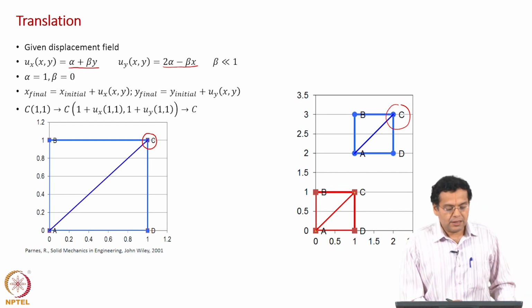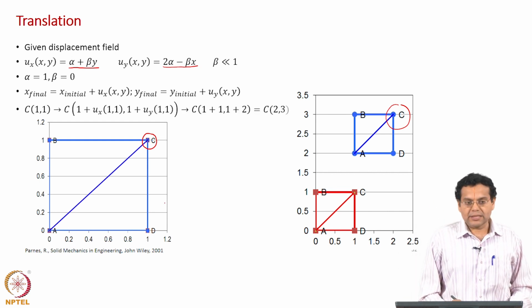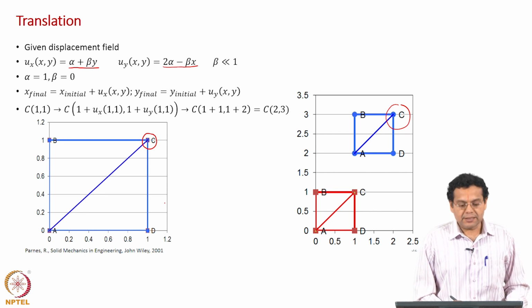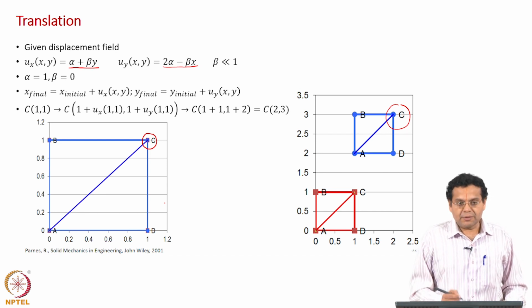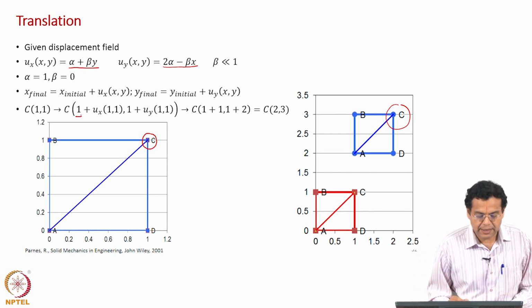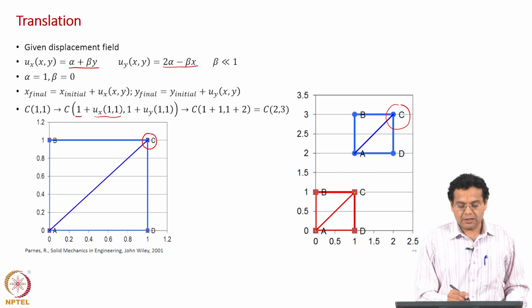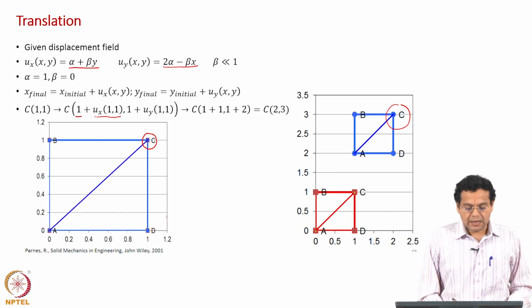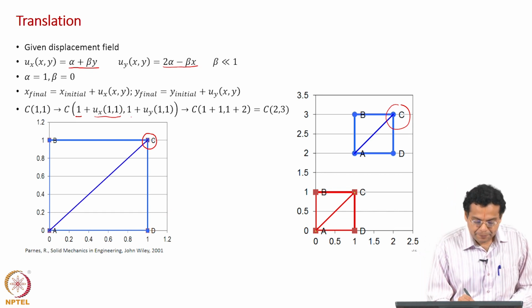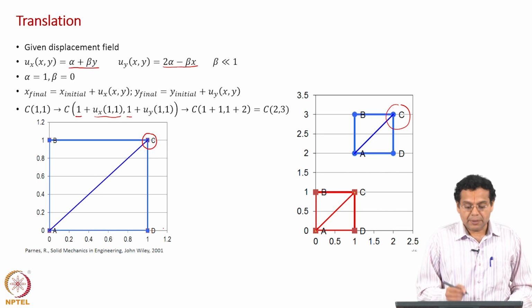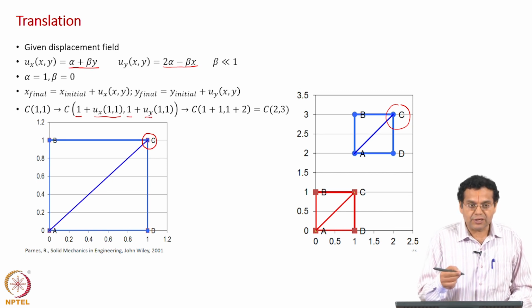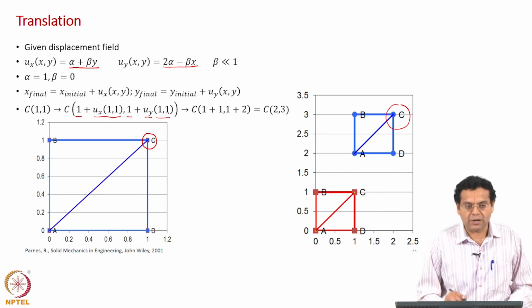What is the coordinate? The initial x coordinate 1 plus the x displacement. The x displacement is a function of x comma y. What are the corresponding x and y here? 1 comma 1, because we are interested in finding the new coordinate for point C. And now, what is the new y coordinate? The old y coordinate 1 plus the y displacement, but once again it is a function of x comma y. Where should you evaluate? At 1 comma 1.